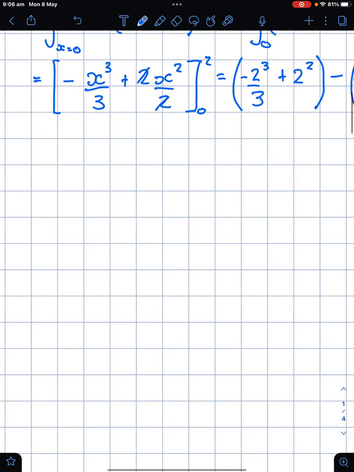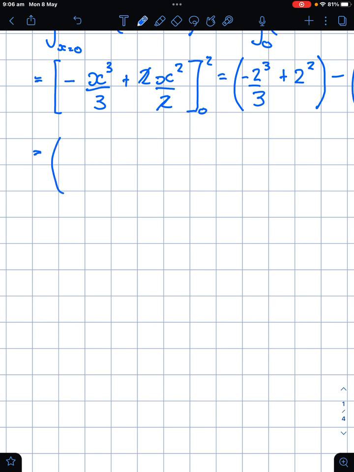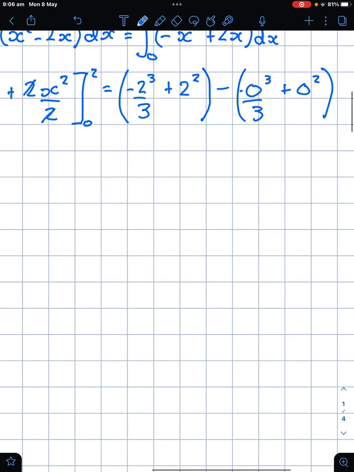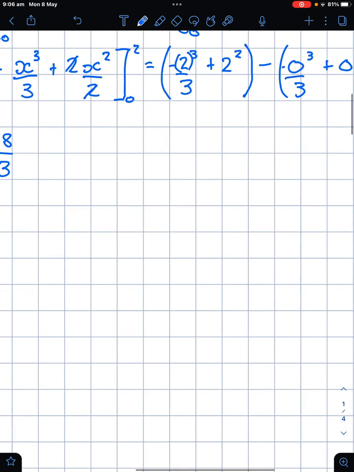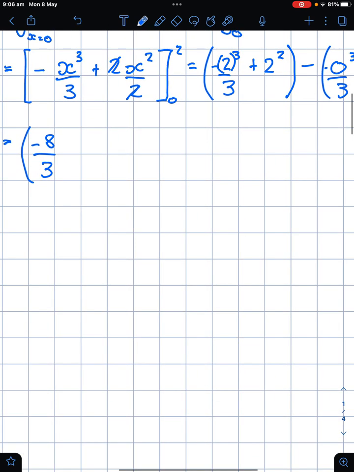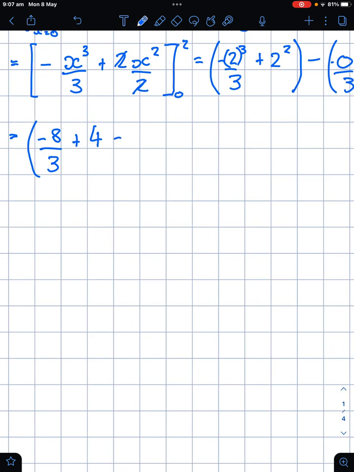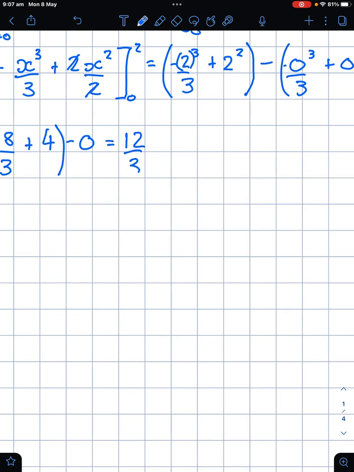So our next line here is going to equal negative 2 cubed is going to be negative 8 on 3. You've got to be really careful here. You don't put the negative in the power. If I was putting it in my calculator, I would have put brackets around that to make sure I don't include the negative. So negative 8 on 3 plus 2 squared is 4, and then minus 0. So this is going to equal 12 on 3 minus 8 on 3, which is going to equal 4 on 3.